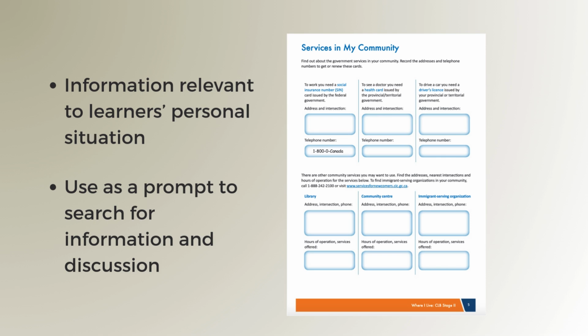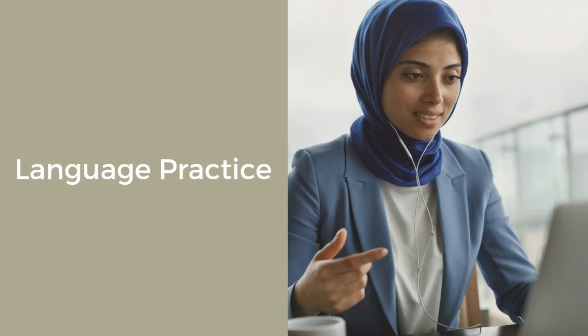In the Where I Live section, on the Services in My Community page, there is room for adding contact information of common community services like a library, a recreation center, or an organization serving newcomers. Learners don't need to complete this page. Instead, they can discuss what community services they would like to use and search online for contact information for their own use.